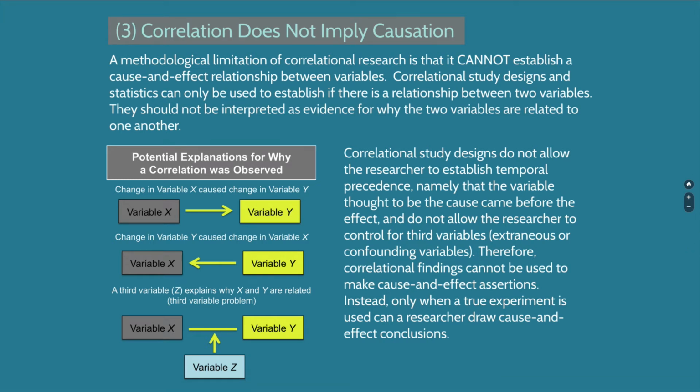Limitation number 3, correlation does not imply causation. A methodological limitation of correlational research is that it cannot establish a cause and effect relationship between variables. Correlational study designs and statistics can only be used to establish if there is a relationship between two variables. They should not be interpreted as evidence for why the two variables are related to one another. As shown here, a significant correlation could be observed for a number of reasons.